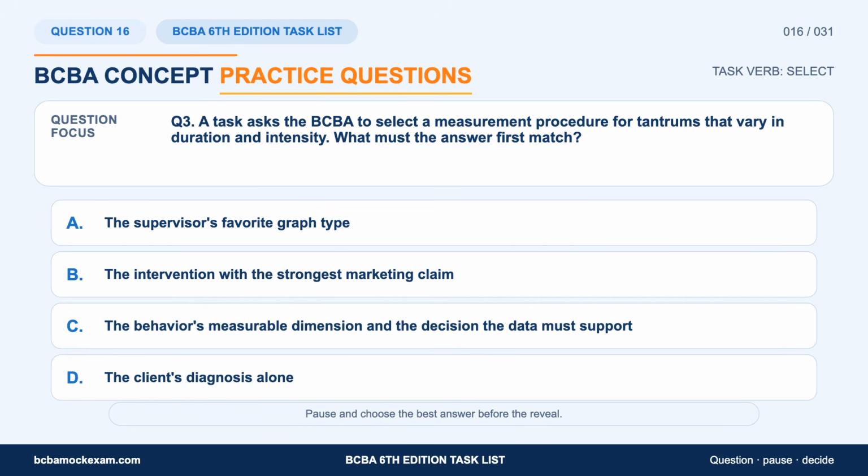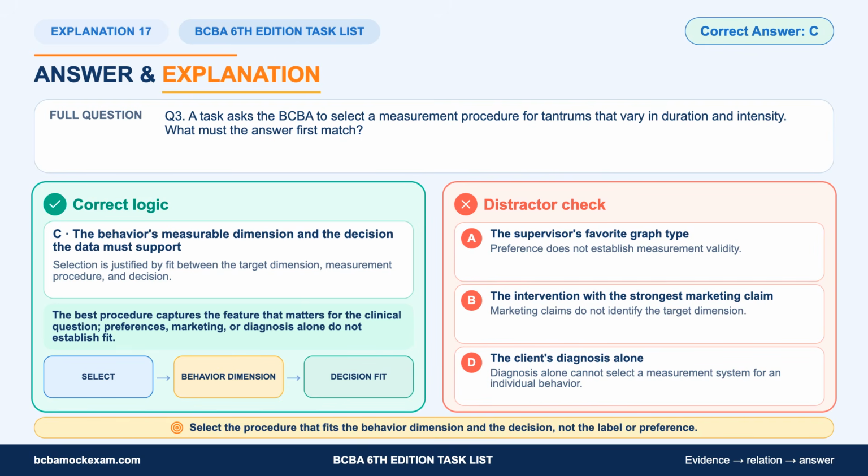Choose the answer that the exact STEM supports, not the one that sounds most familiar. On this STEM, select C. The behavior's measurable dimension and the decision the data must support. Selection is justified by fit between the target dimension, measurement procedure, and decision. The best procedure captures the feature that matters for the clinical question. Preferences, marketing, or diagnosis alone do not establish fit.